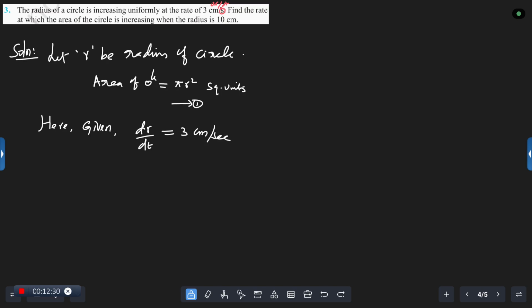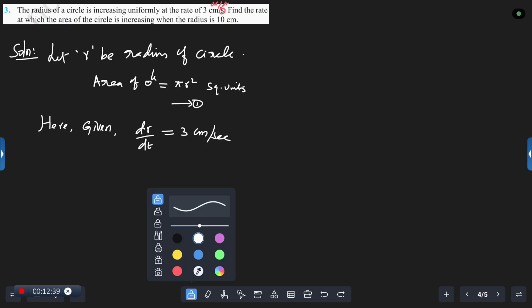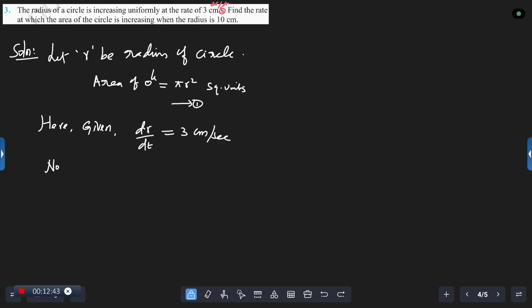Most of the students made mistakes with respect to which one, sir? That's why it is given as an idea. Second means minute means time. Now, to find dA by dt, correct? When r equal to what? 10 centimeter. Correct or not?